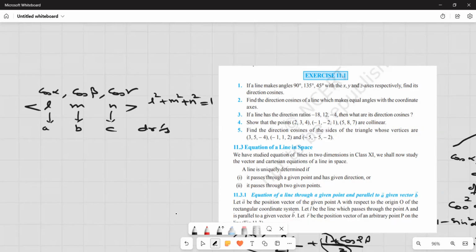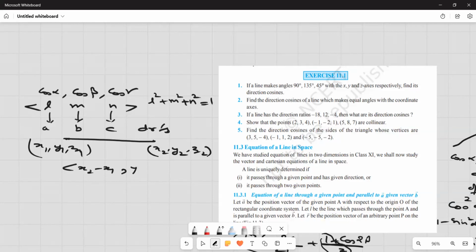Next, what are the direction ratios when 2 points are given? Suppose I have 2 points x1, y1, z1 and x2, y2, z2. Then the DRs of the line between these 2 points are x2 minus x1, y2 minus y1, z2 minus z1. This bracket, this crocodile mouth, I am using to denote the DCs or DRs, which is specifically written for DRs and DCs. Okay.